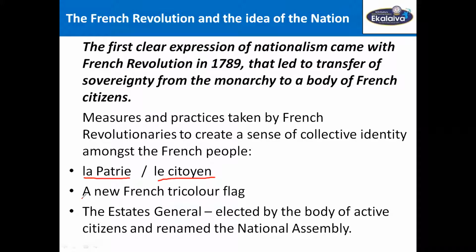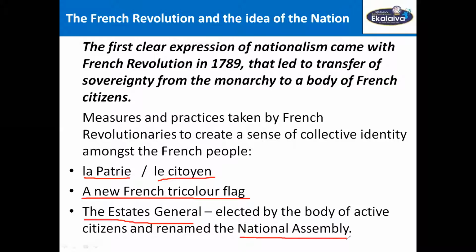The second one, they created a new French tricolor flag. Earlier, the royal standard flag was there, and that was replaced by a new French tricolor flag. The Estates General was elected by the body of active citizens and it was renamed as the National Assembly. So these steps were taken.